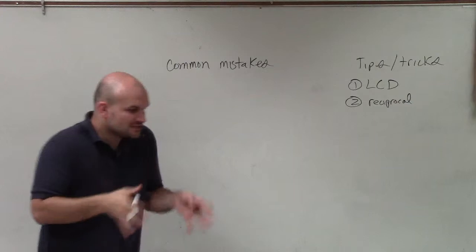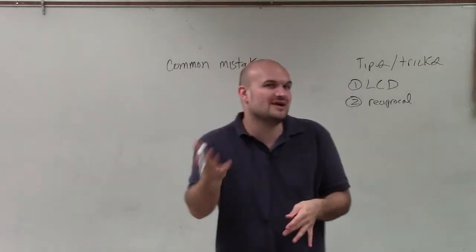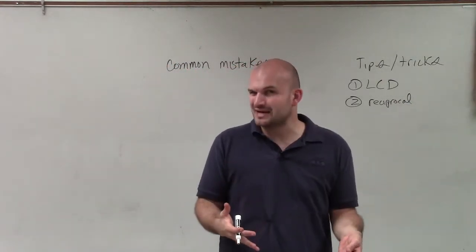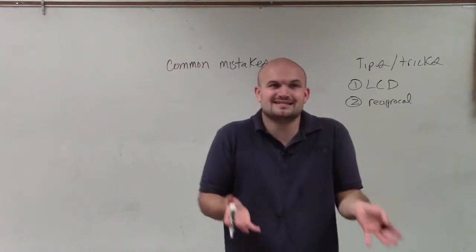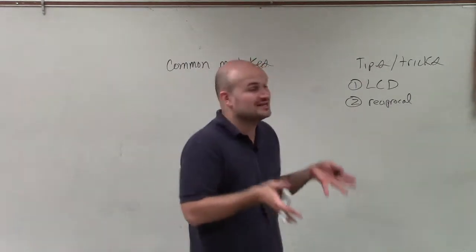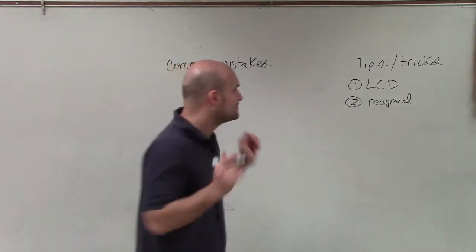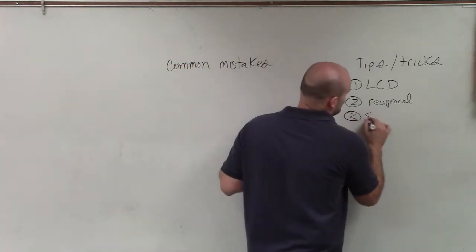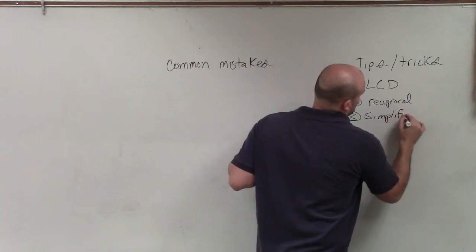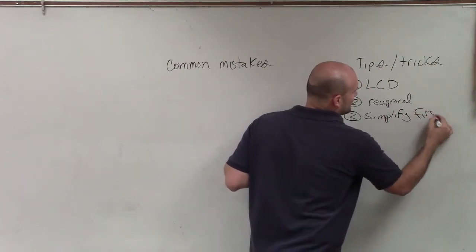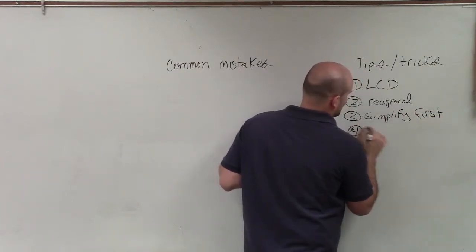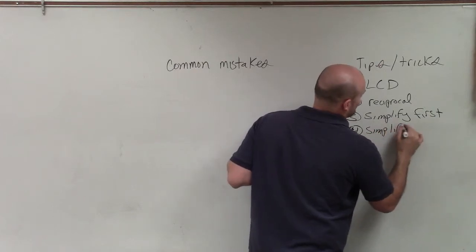All right? So those are your two tips and tricks, but as you've noticed, some of these problems are a little more complicated. It's just not as easy as a simple fraction over another fraction. A lot of them had rational expressions that we had to combine first. So my last two tips and tricks are going to be simplify first and then simplify last.